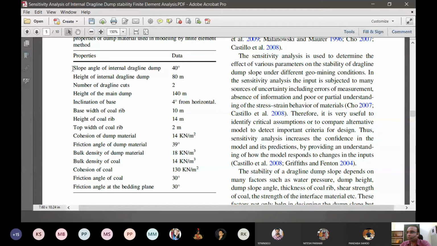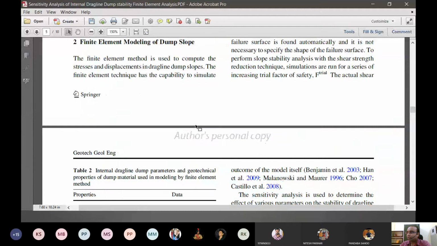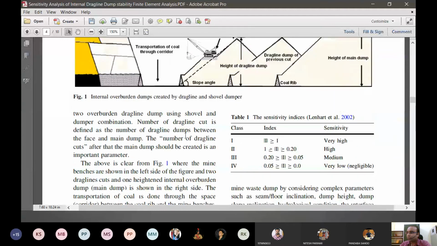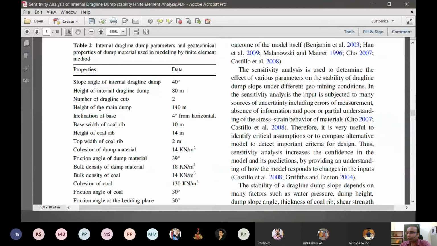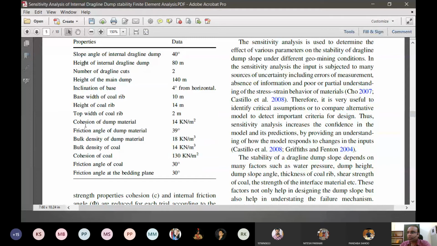So slope angle was one of the properties, then the height of the internal dragline dumps, which are the small dumps that you are seeing, these ones, right? And then the number of dragline dumps, height of the main dump, inclination, base width of the coal rib, and height of the coal rib. So coal rib dimensions were taken care of, and the material properties. Material properties, you are aware, like cohesion, friction angle, right? Density, of coal as well as the overburden material. So there were certain geometrical properties, right?